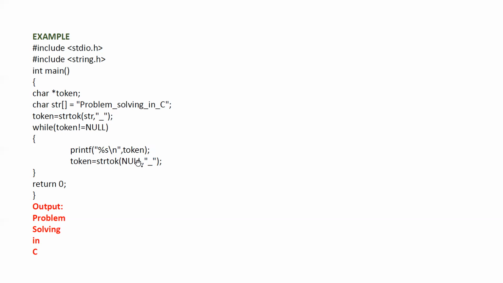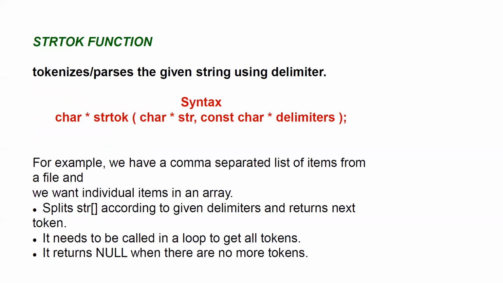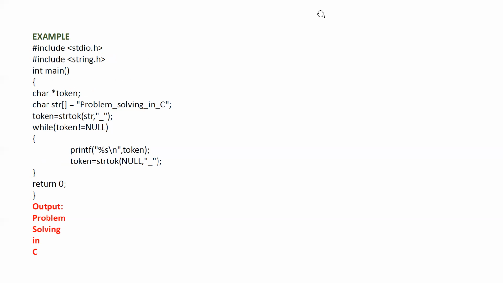Now, when you have reached the end of the string, the function is going to return a null. If it's null, automatically you'll come out of the loop. So problem solving in C are getting printed here. So this is the example for string tokenization. I hope you understood the string functions.